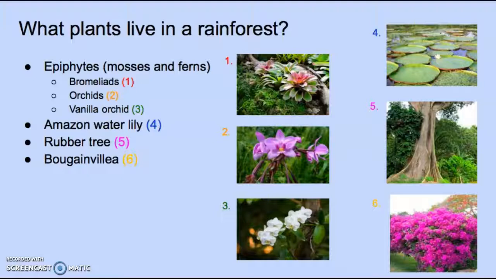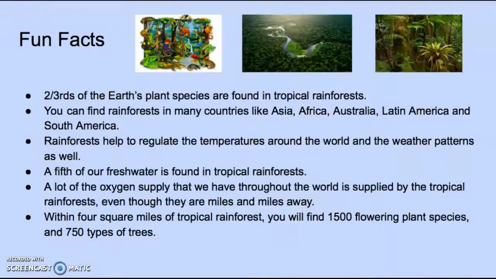Number 4 is the Amazon lily, which is a round waxy coated leaf with long stalks that float in freshwater habitats. Number 5 is a rubber tree which has big roots, as you can see in the picture, and survives best in wet, sunny climates. Lastly, number 6 is a bougainvillea, which is a thorny vine, bush, or tree and is very colorful.